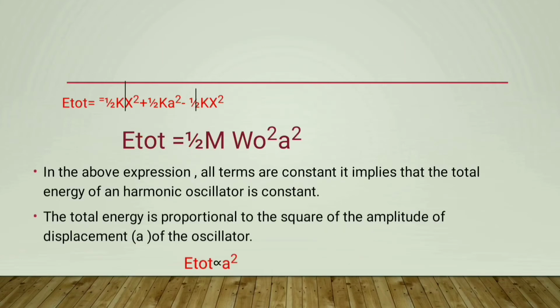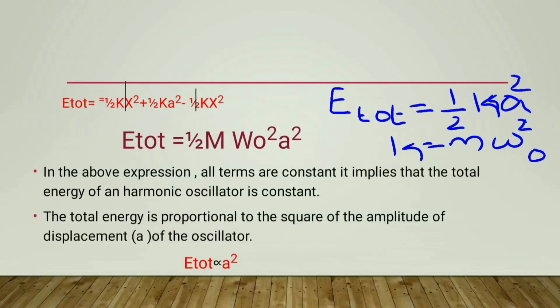E total equal to half k x square plus half k a square minus half k x square. So, half k x square and minus half k x square will be cancelled. Therefore, E total is equal to half k a square. We have k equal to m omega 0 square. So, substituting k equal to m omega 0 square in half k a square, that is E total equal to half m omega 0 square a square. So, here we got the expression for total energy.